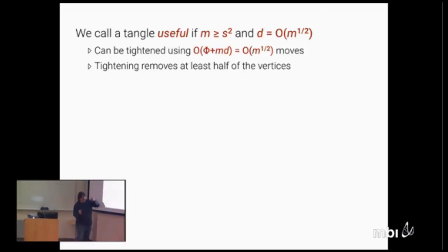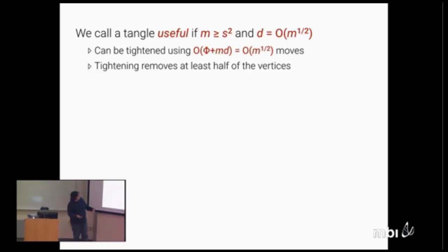If the tangle were tight, every pair of strands intersects at most once. The number of intersections would be s choose 2, which is about half of s squared. So by insisting that m is at least s squared, that means when I'm done tightening, I've removed a majority of the vertices.